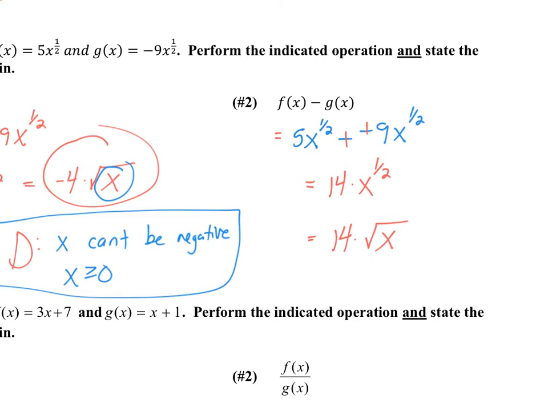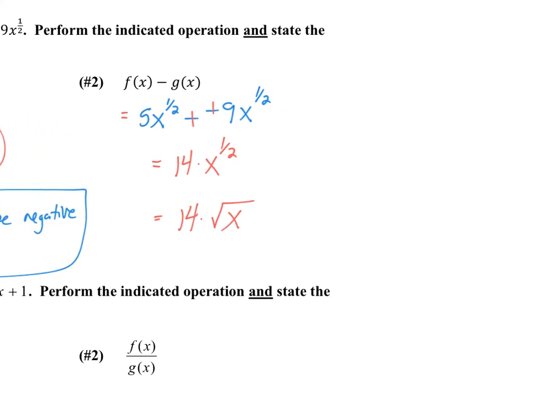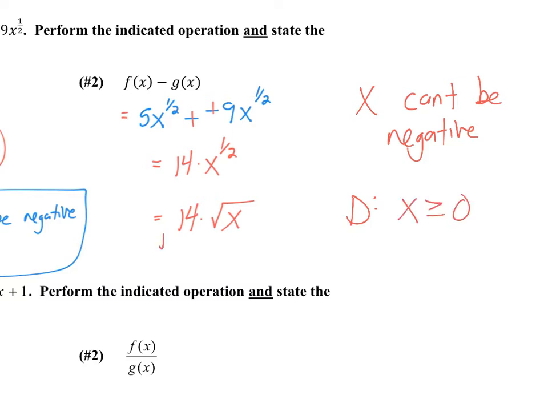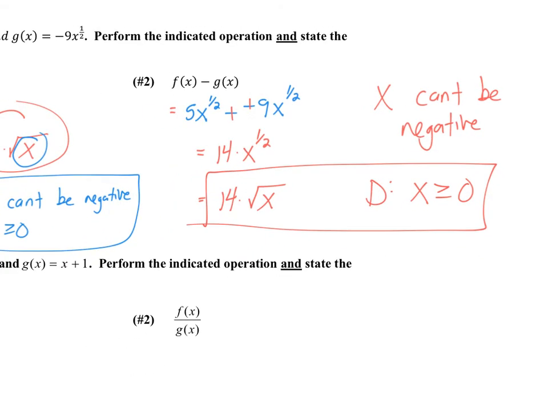Again, we have no fraction, but we do have an even radical. So when you're doing your domain, just know what's inside cannot be negative. So x can't be negative. So for the domain, what can x be? X can be greater than or equal to 0. Because 0 is fine, positive numbers are fine, it just cannot be negative.